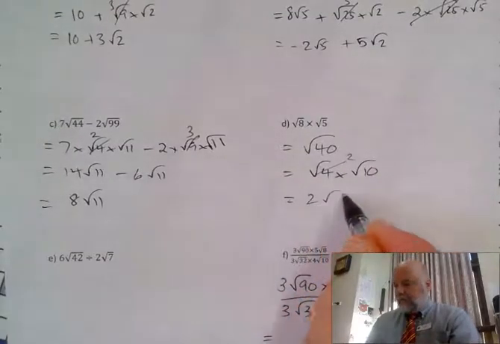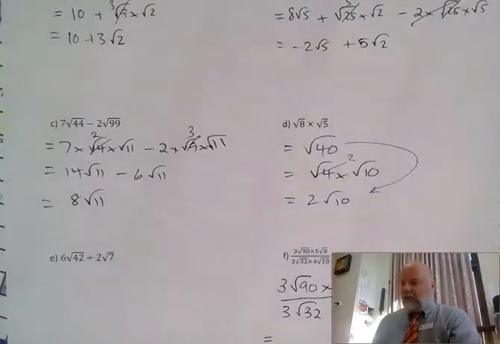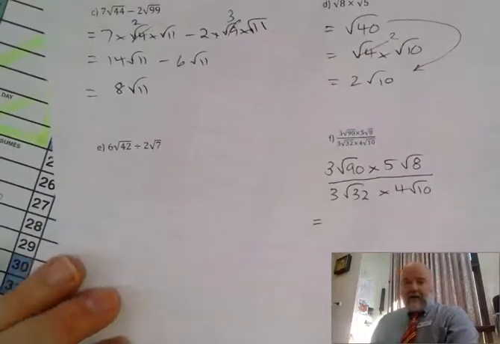So it just becomes 2 root 10. I think after a bit of practice, you can go straight from that line to that line, no problems at all. You don't need to show me that you're splitting up like that, as long as you're getting it right. The next one's a division.